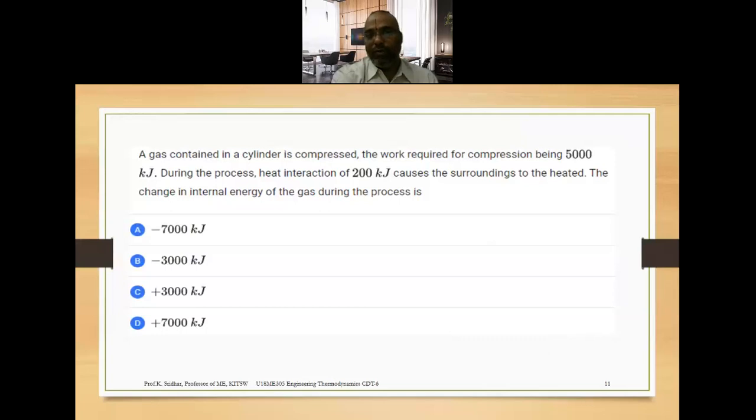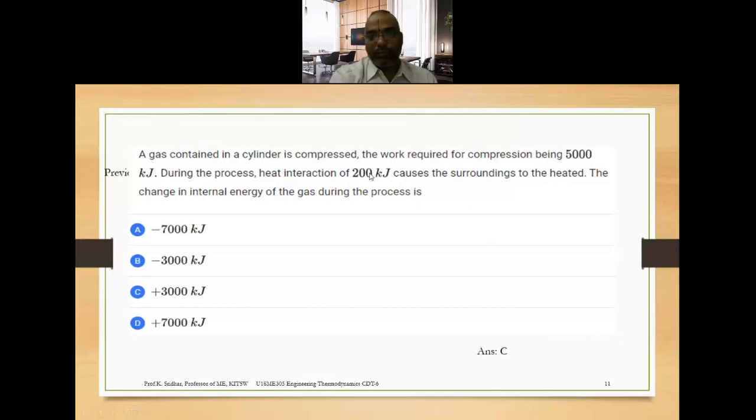Now, based on these concepts, what are the questions which were asked in the previous GATE examination? The first question I have written here: a gas contained in a cylinder is compressed. The work required for compression is 5000 kilojoules. During the process, heat interaction of 2000 kilojoules causes the surroundings to be heated, that is, heat transfer from the system. The change in internal energy of the gas during the process is how much? That is, dE is equivalent to delta Q minus delta W. Actually, it is 2000 kilojoules, not 200. So it is 5000 minus 2000, which is equivalent to 3000. So the answer will be C. So you can just make a correction: it is 2000, not 200.